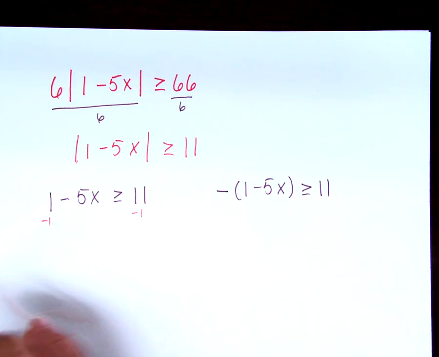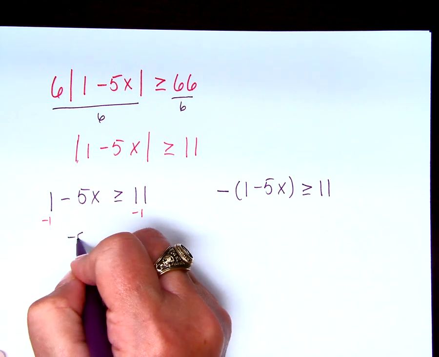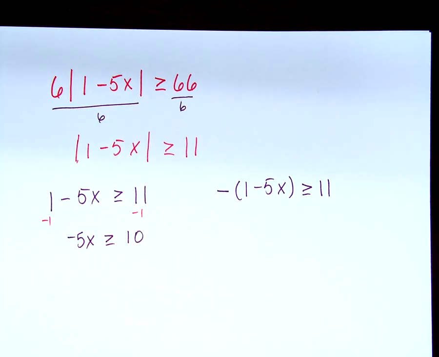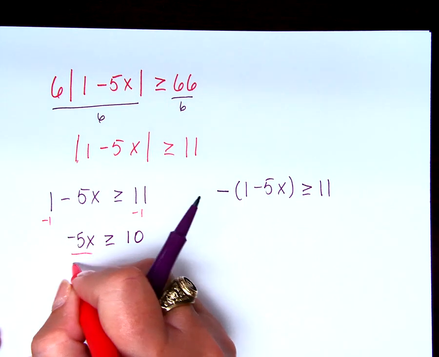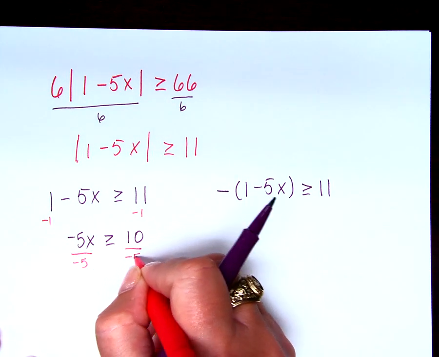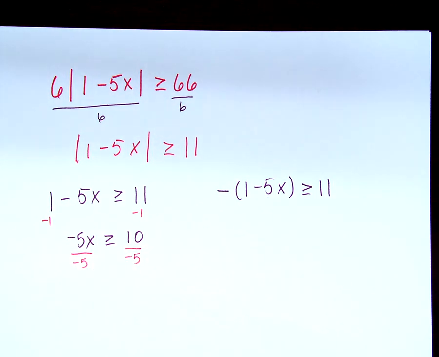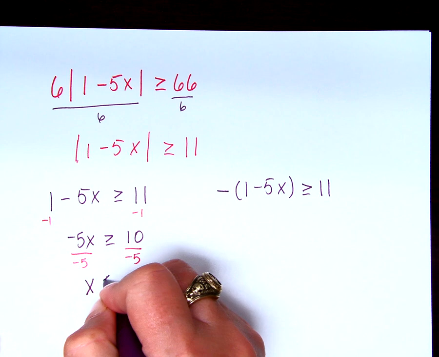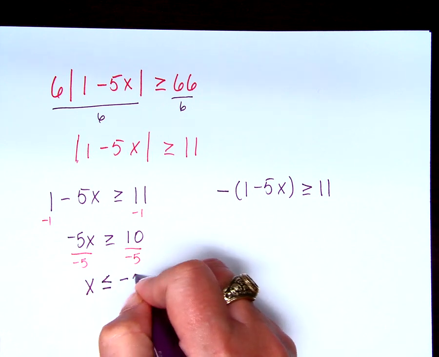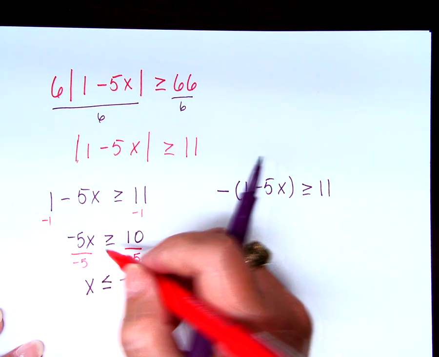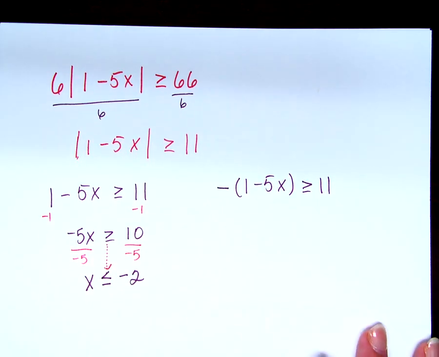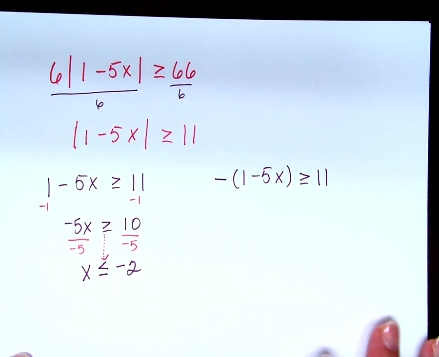Subtract 1. Negative 5x is greater than or equal to 10. And now, if I divide both sides by negative 5, flip your inequality sign. X is less than or equal to negative 2. You see how I flip that inequality sign right there? Everybody okay so far? Okay, solve the second one.